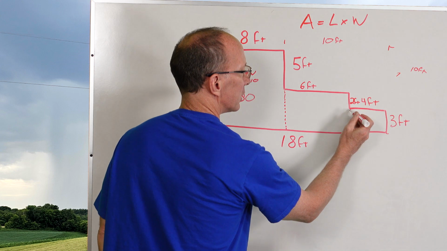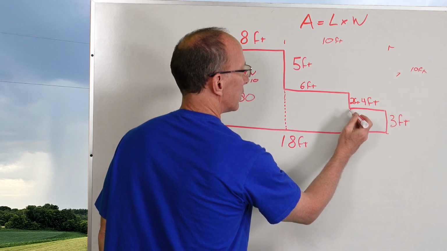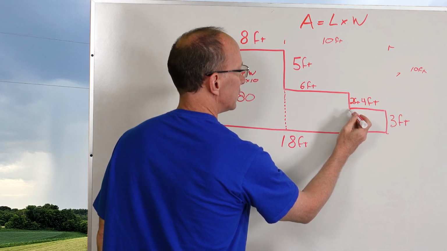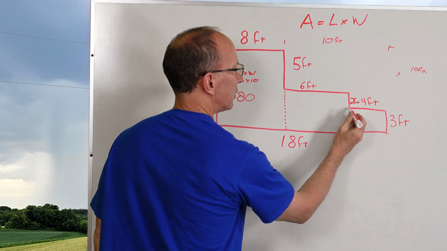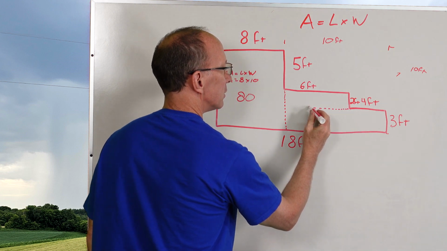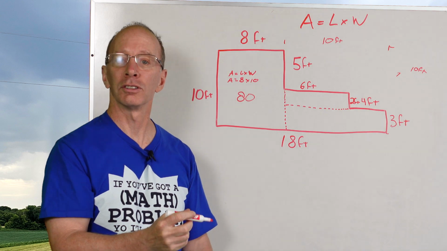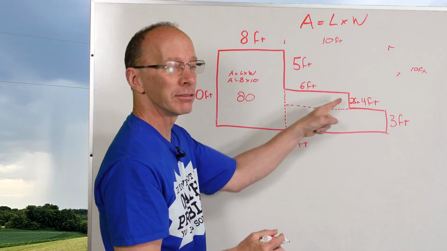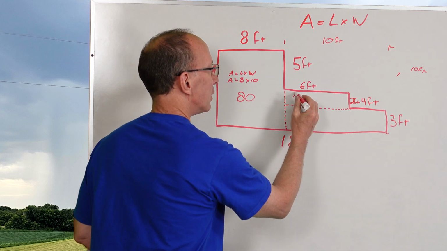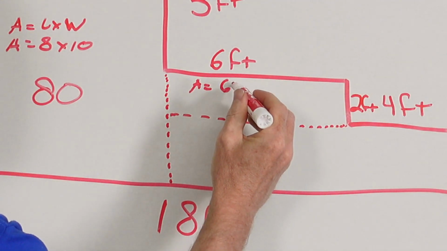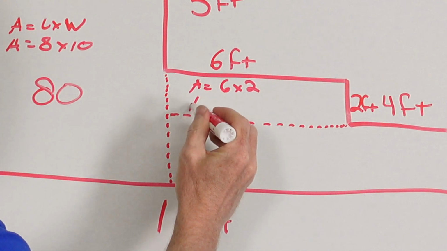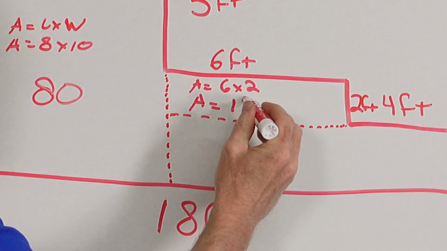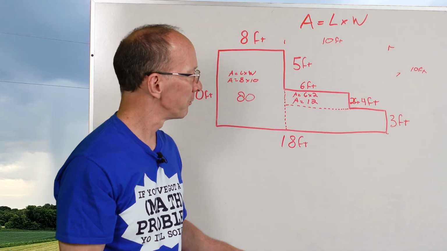So I'm gonna do another imaginary line from, let me see here, how am I gonna do that? I might do this one here. You can use those little sound effects if you want to. This is 6 feet and we have 2 feet, all right? Area equals 6 times 2. So area equals 12. Okay.